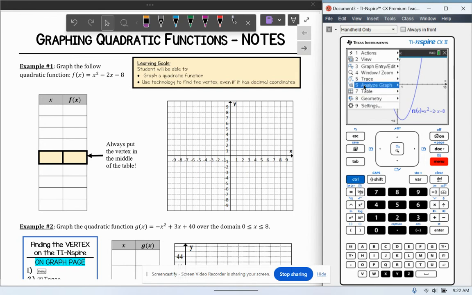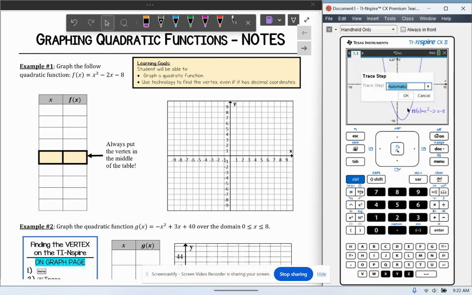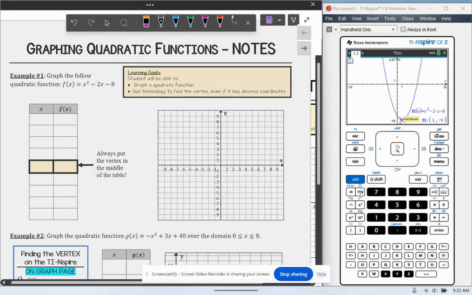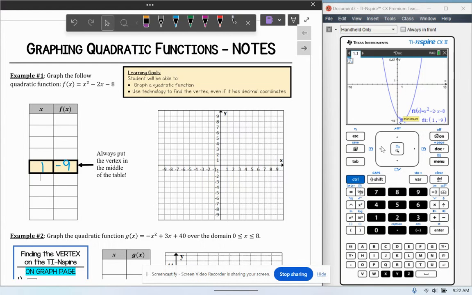So let's get some points right from our graph. I'm going to use a trace function. You could also use a table, but I am going to use a trace function. So the first thing, we will go to menu, trace, step, change that to 1, and then we will actually go back, menu, trace, graph trace. And I'm going to start with my vertex, which is, oh, look at how that shows right up on your calculator. Did you see that? It says minimum. So this is the point (1, -9). So we're going to put that right in the middle of the table. And then we will get the rest of the points on either side.